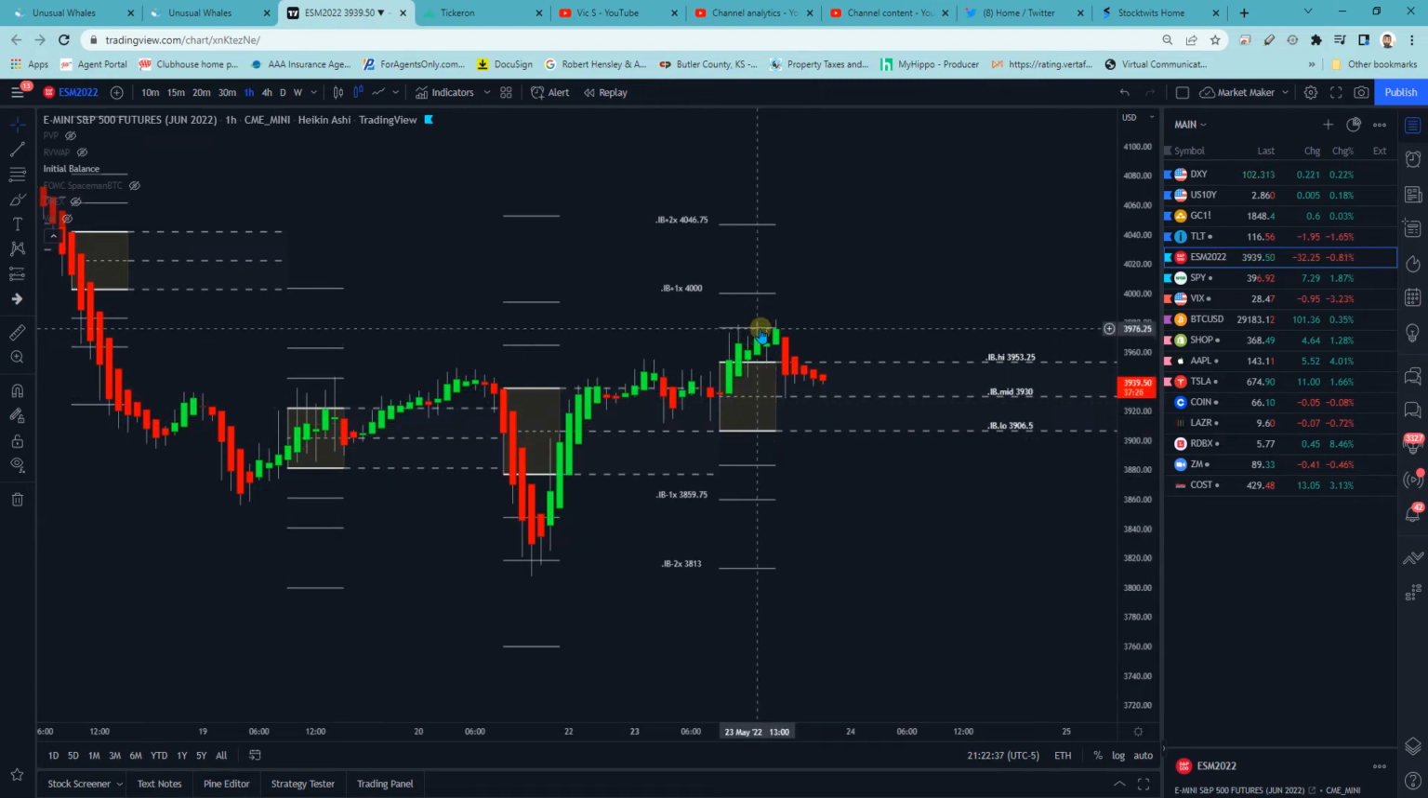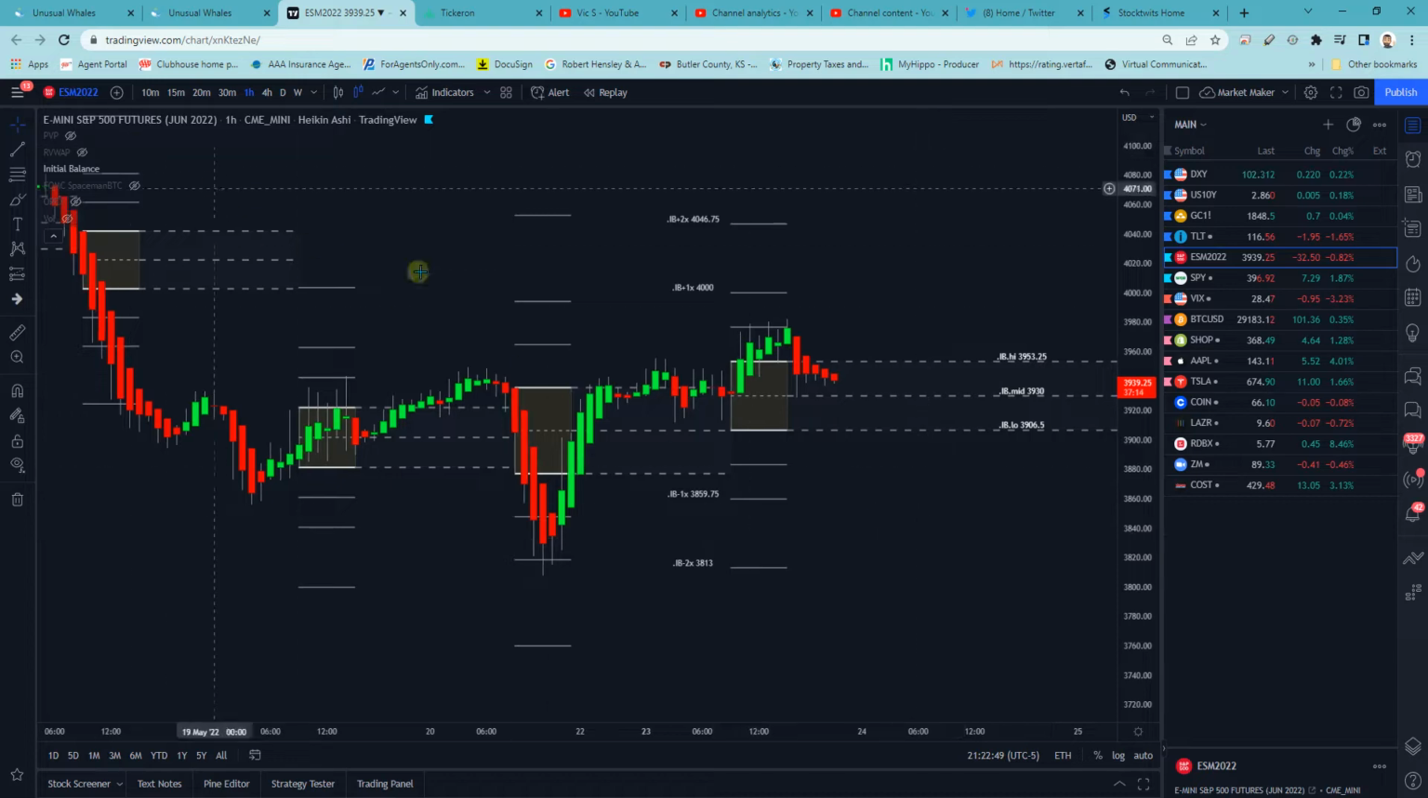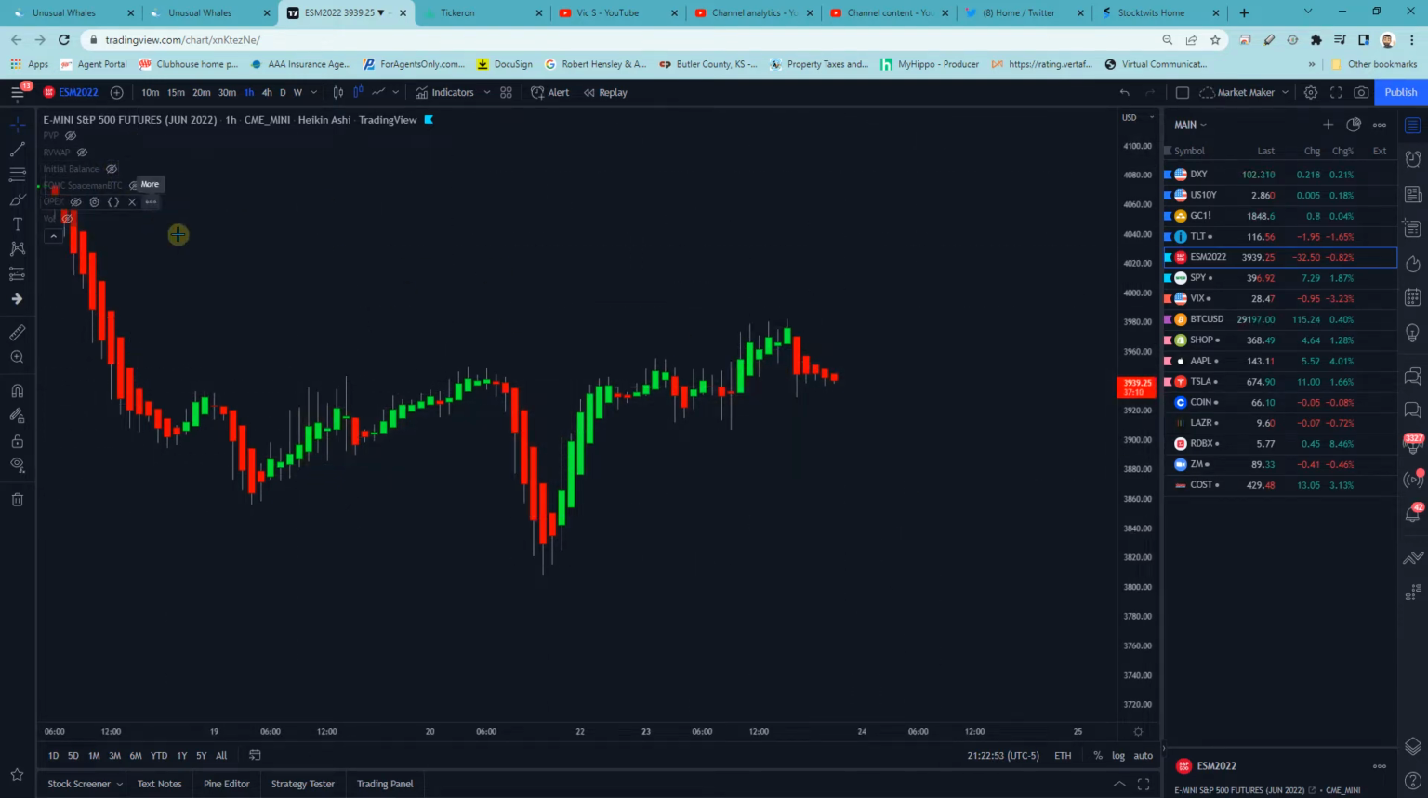So where we could possibly see, we went through the 50% here off the initial balance. I think a lot of people were hoping for the initial balance plus 1x, which would have taken you right to 4,000, but obviously they trapped everybody there. So we'll see how that plays out overnight once London comes out and ruins everything.